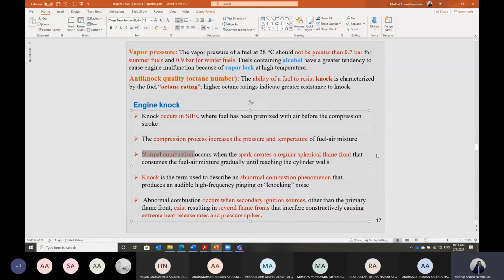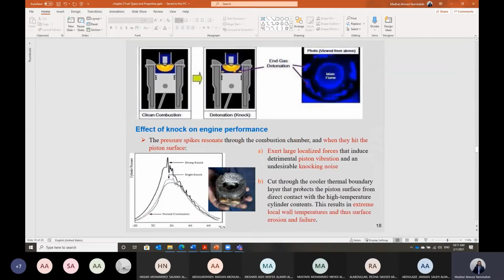But what are the effects of engine knock? It will result in pressure spikes, pressure waves inside the cylinder. Those pressure spikes approach the piston and hit it. They exert a large localized force on a small area, which causes piston vibration. And this will result in some knocking noise, and that's why we call this phenomenon engine knock.